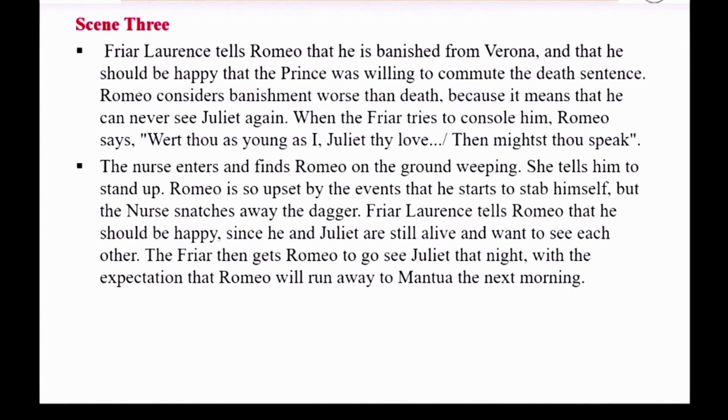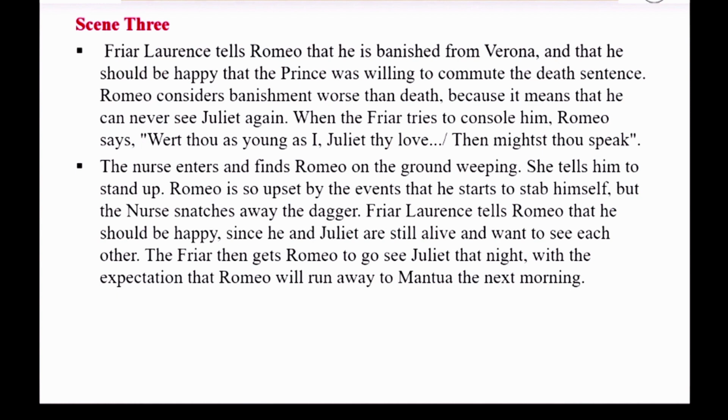In Scene 3, Friar Lawrence tells Romeo that he is banished from Verona and that he should be happy that the prince was willing to commute the death sentence. Romeo considers banishment worse than death because it means that he can never see Juliet again. When the friar tries to console him, Romeo says, "Wert thou as young as I, Juliet thy love, then mightst thou speak."